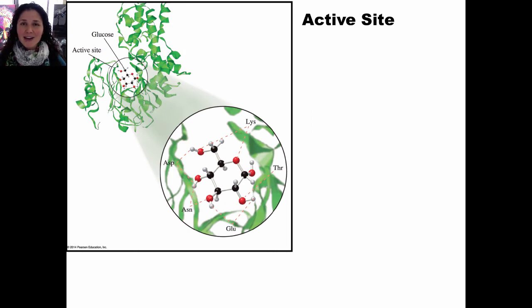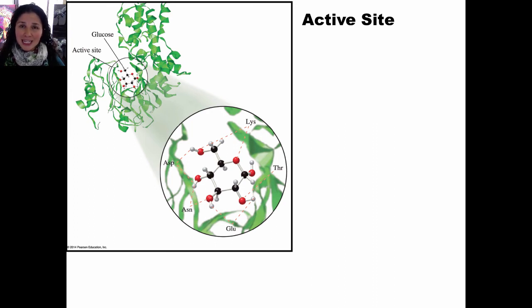The active site of hexokinase has specific amino acid side chains that are perfectly positioned to hydrogen bond to glucose. These amino acids are lysine, threonine, glutamine, asparagine, and aspartate. Because of their positions in space, D-glucose fits perfectly and hydrogen bonds perfectly in this active site. This is why we can say that hexokinase is specific for D-glucose.